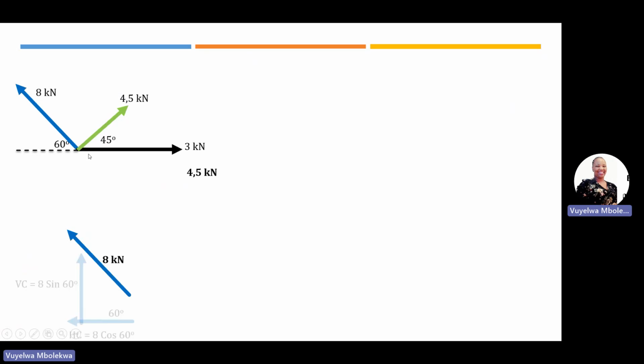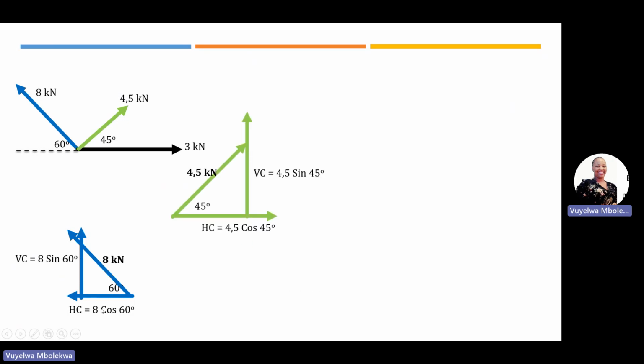So let's look at it. These are the components of the 8 kilonewton force. The horizontal component is 8 cos 60 and the vertical component is 8 sin 60. Then the 4.5 kilonewton, these are the components of that force. The horizontal component will be 4.5 cos 45. The vertical component will be 4.5 sin 45.